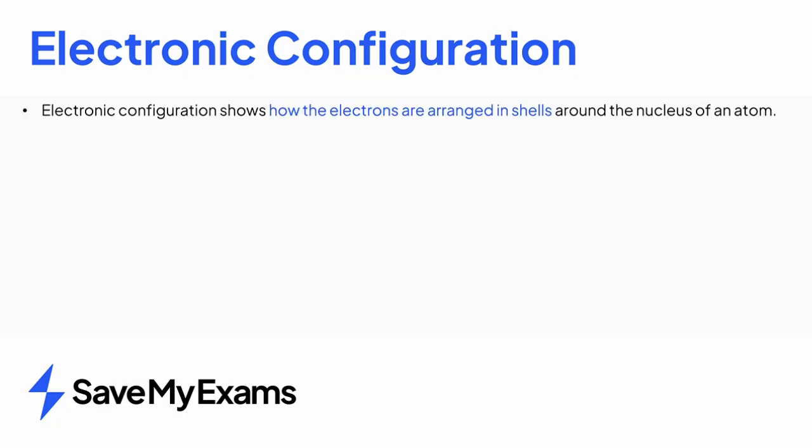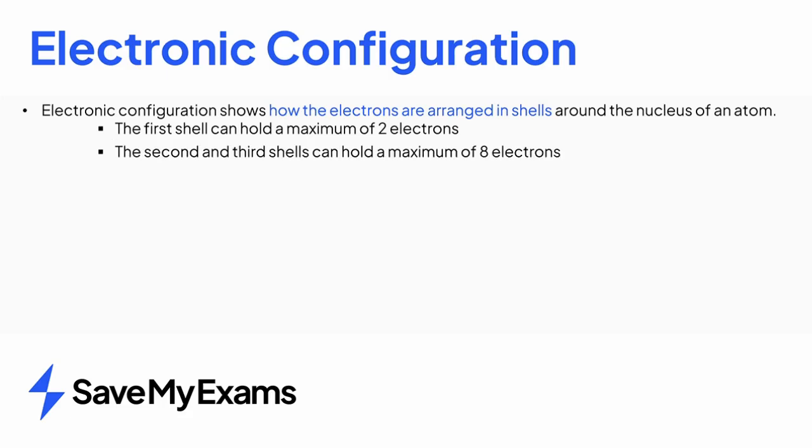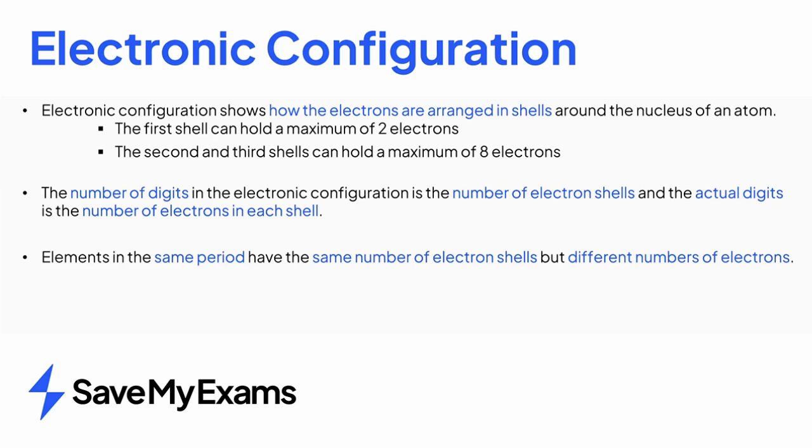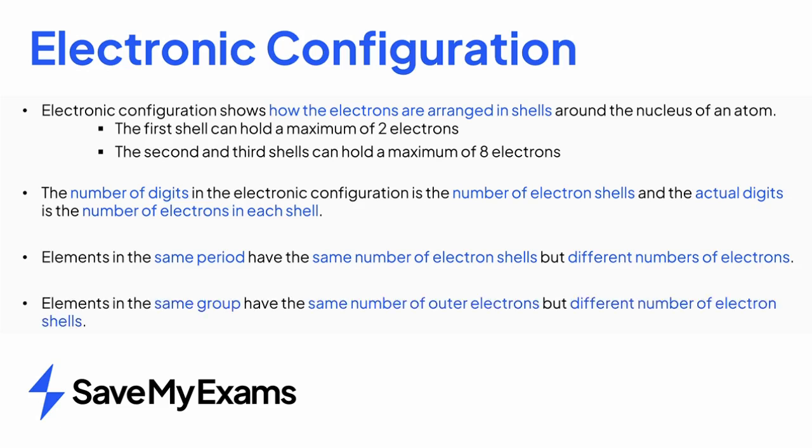Electronic configuration is a way of writing or drawing how the electrons are arranged in the shells of an atom. The first shell can hold up to 2 electrons. The second and third shells can hold up to 8 electrons. When it is written, an electronic configuration is a series of numbers. The number of digits tells you how many shells there are, while the digits themselves tell you how many electrons are in each shell. If elements are in the same period, they have the same number of shells, but the number of outer electrons increases by 1 as you move from left to right. If elements are in the same group, they have the same number of outer electrons, but the number of shells increases by 1 as you move down the group.